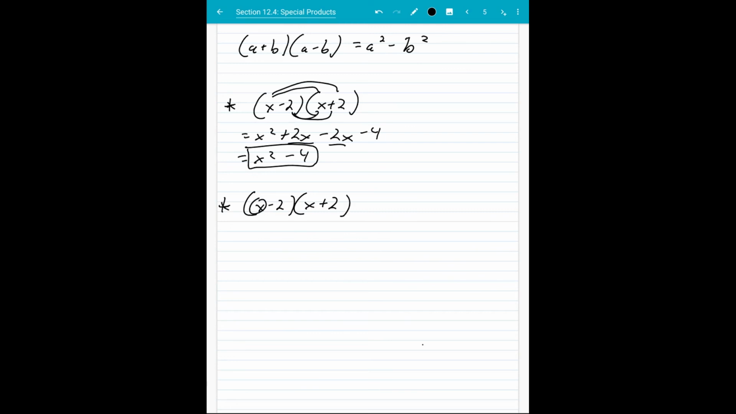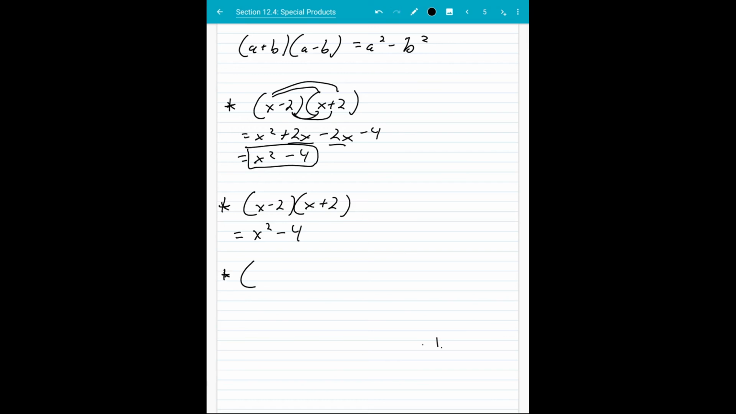As long as I notice this and this term are the same for both of them, and one has a minus, one has a plus, I can just assume the answer will be the first term squared, then the second term squared. So x squared, and then negative 2 squared, or minus 2 would be minus 4. And you're just going to square that term right there.